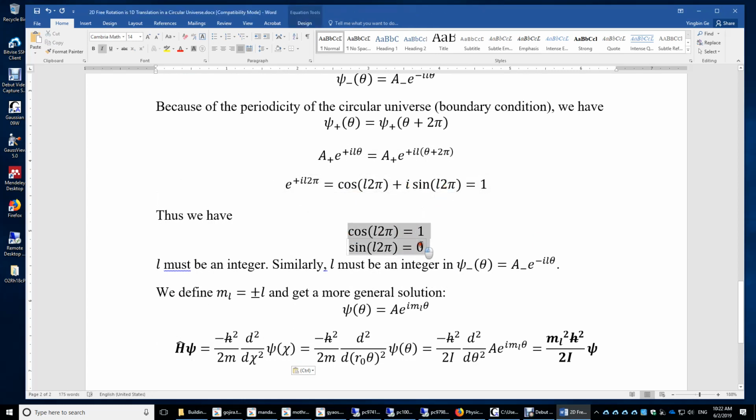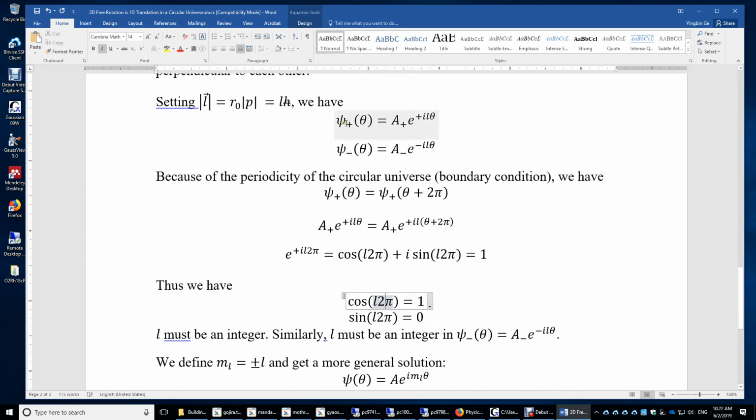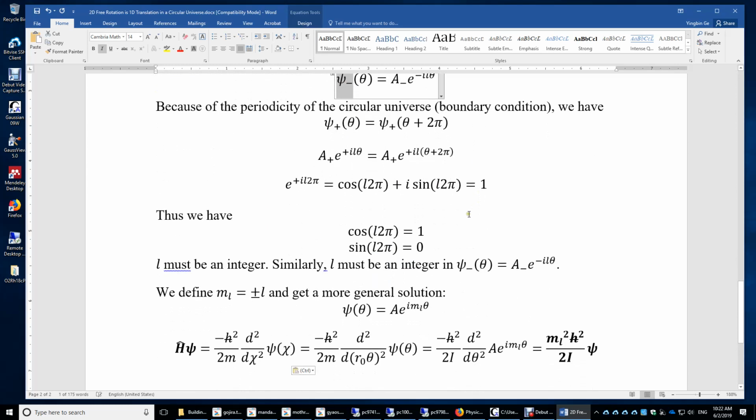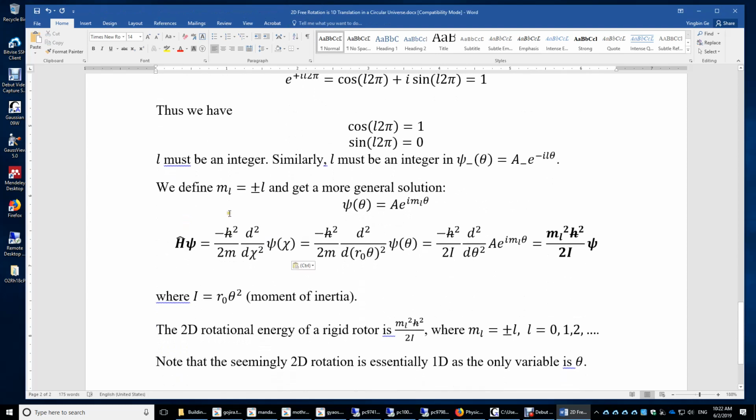And how do we solve this? These two equations hold true only if L is an integer. We used this ψ plus wave function to prove that L must be an integer. Similarly, if you use ψ minus, again, L must be an integer. So L must be a non-negative integer. Now we define m sub L to be plus minus L, and we have a more general solution.